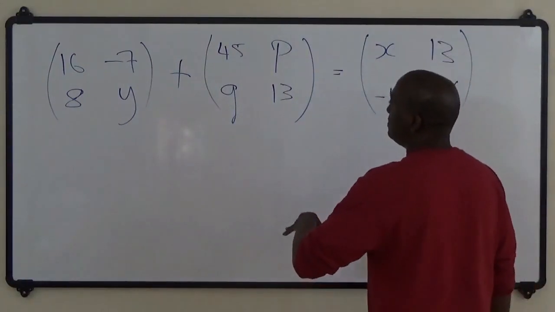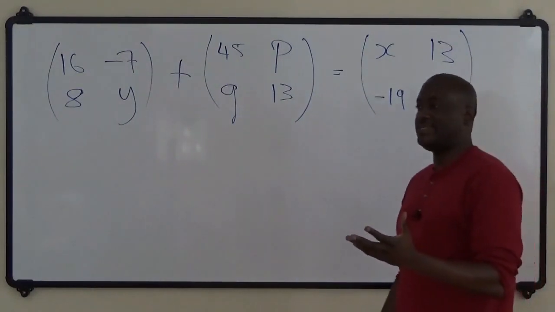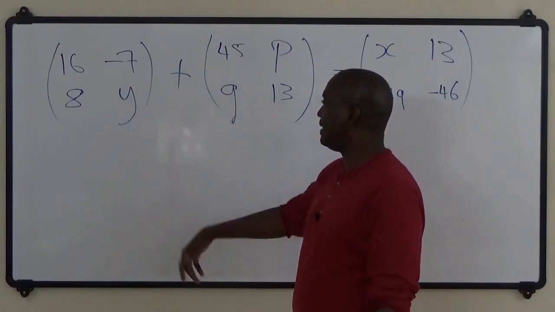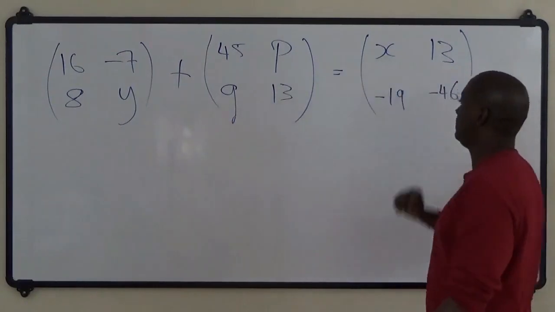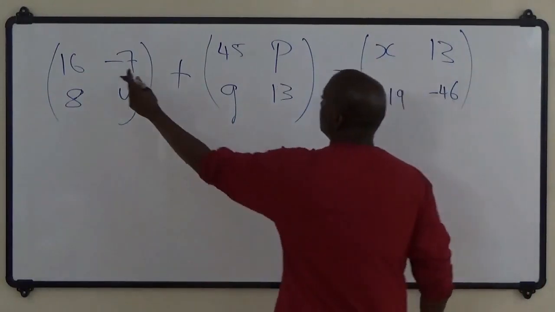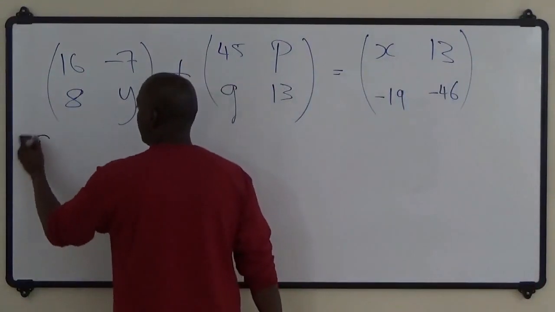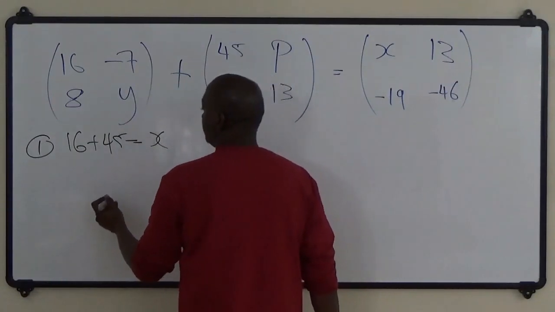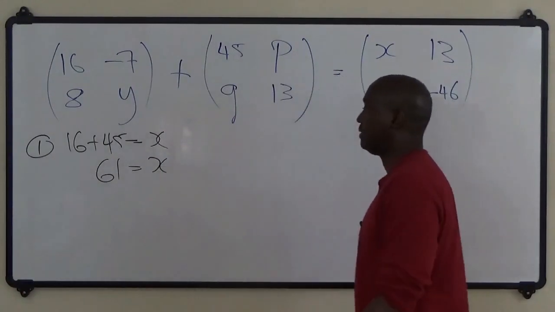So if they tell us that this plus this is equal to that, we know that the process of adding matrices means that you just add the corresponding elements. So you might get something like this, and then they tell you, find the missing values p, q, y, x. If we have to do that, it will proceed as follows. 16 plus 45 is equal to x. 16 plus 45 is equal to 61. So therefore x is equal to 61.